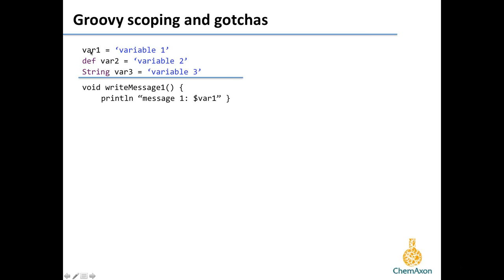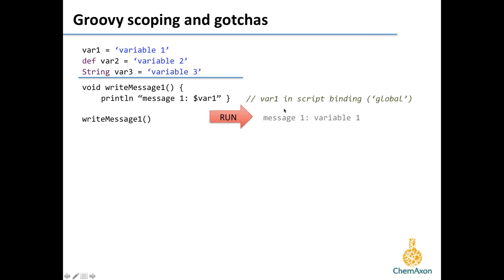Let's look at a couple examples of how this might function in the real world. If we take our three variable types again, vars 1, 2, and 3, and we were going to make a method called writeMessage1, here we've put it within a closure, and we call it with writeMessage1. If we run it, this will work just fine, and it'll spit back out message 1 and variable 1. This is because var1 is in the script binding. It's globally accessible everywhere, so it can be passed in.